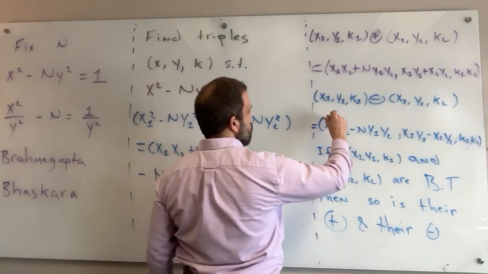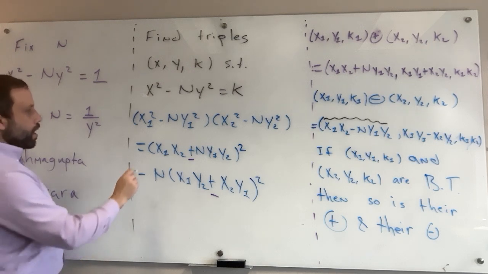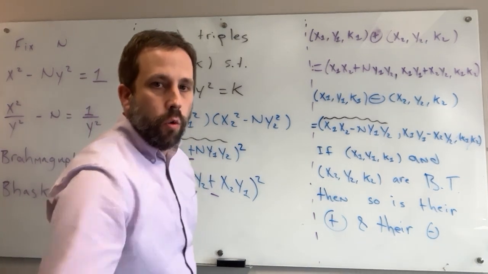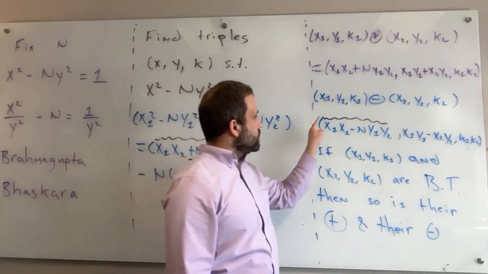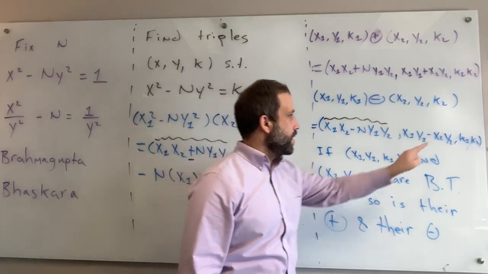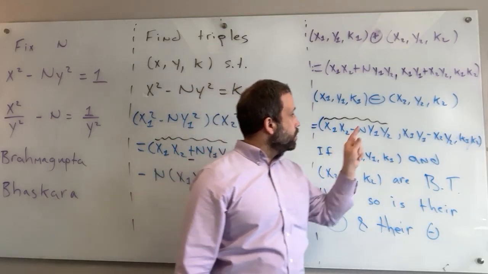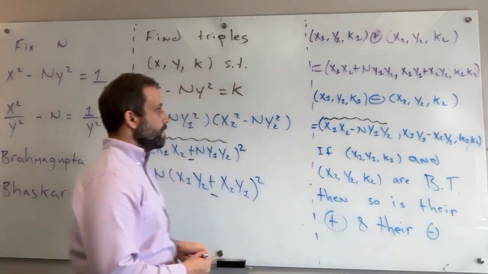This right here, when you square it, corresponds exactly to this. So let me just back up. What does it mean for these three to be a triple? It means this thing squared plus n times this thing squared is equal to that thing squared. So the first entry squared plus n times the second entry squared is equal to the third entry.